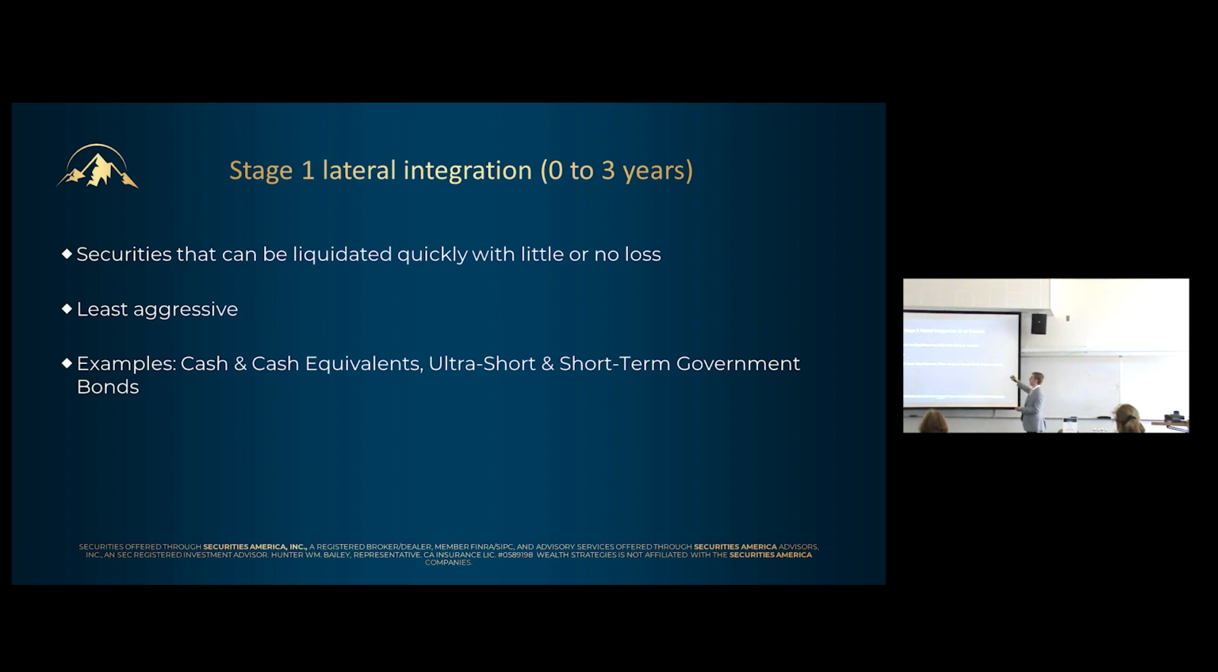So we talked about our stage one, which we like to generally categorize as our liquidating securities, things that we're pulling cash from, things that we're going to spend on other things. Generally, your least aggressive stuff like cash and cash equivalents, your super short-term bonds, things that aren't going to put you at a lot of risk for the most part.